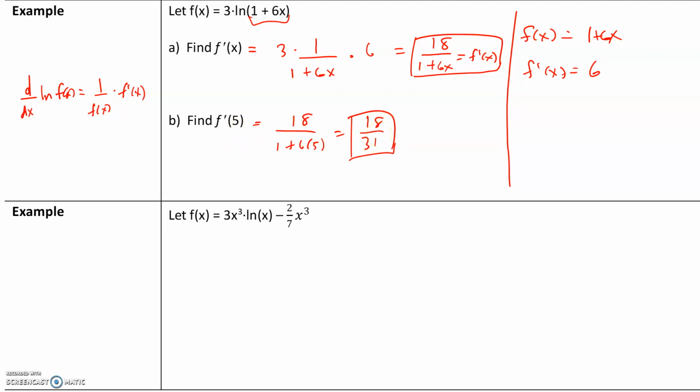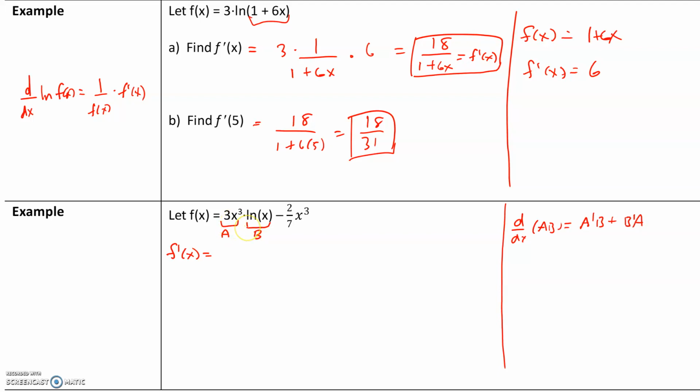Okay, next example. We got f of x equals 3x cubed times natural log of x minus 2 over 7x cubed. So when we take f prime of x, notice here that these two terms are being multiplied, which means we have the product rule. So this is a and this is b. And just a quick reminder that if you differentiate a product a times b, then this will be a prime of b plus b prime of a.